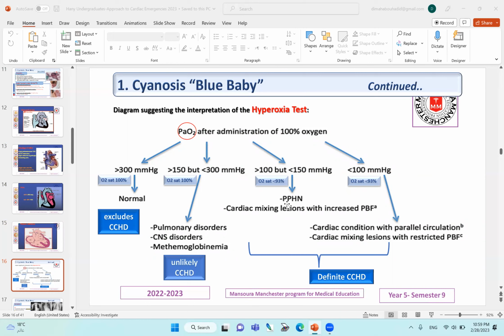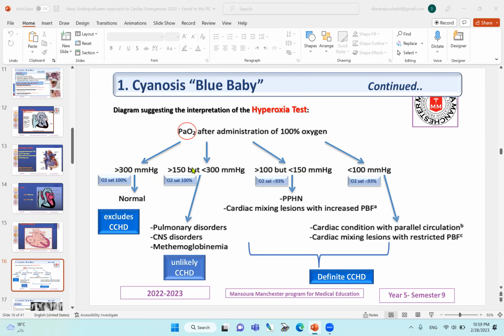Let's come again to the most diagnostic test, which is the hyperoxia test, where we give 100% oxygen to the baby through an oxygen hood or a face mask. Then we measure the partial oxygen pressure. If we find it in the ABG below 100, or from 100 to 150, this is a sure diagnosis of congenital cyanotic heart disease.